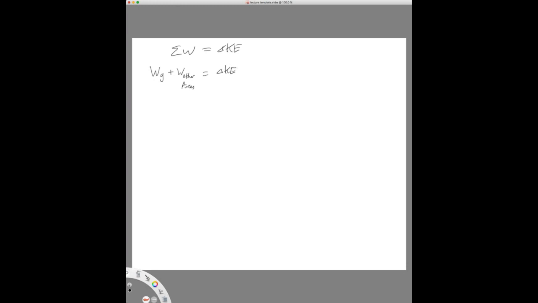And I'm going to take the work done by gravity and move it to the other side of the equation. Okay, so just bear with me. I'm just calling this work OF, other forces. That's equal to delta KE minus the work done by gravity. Okay. So why am I doing this?